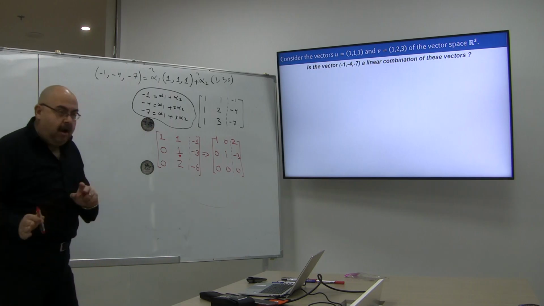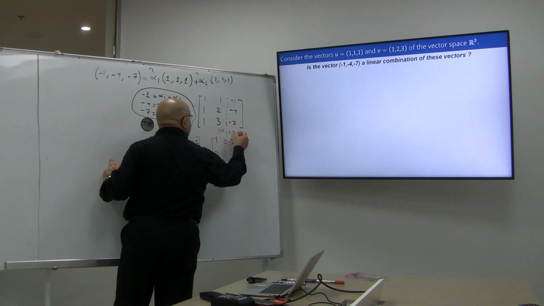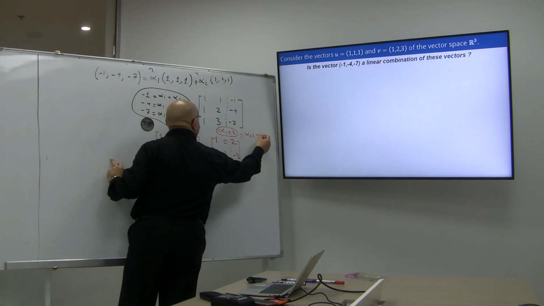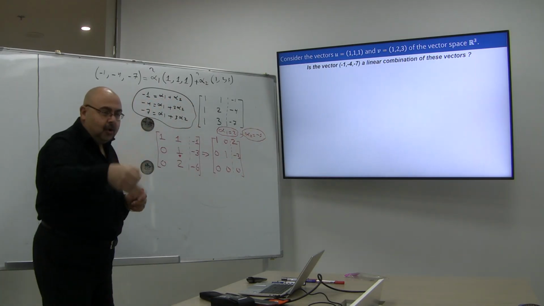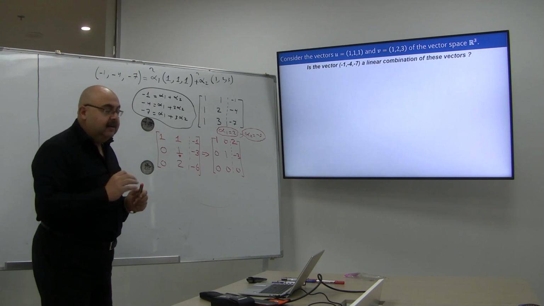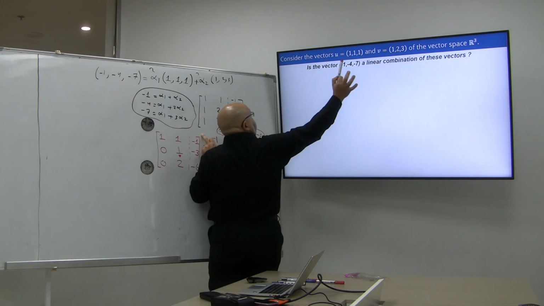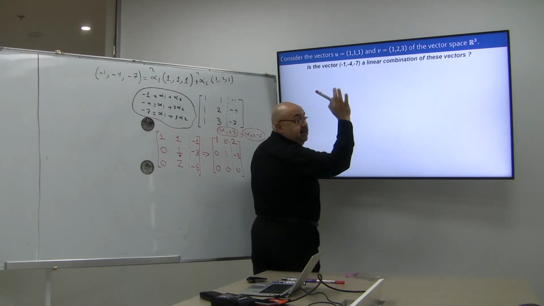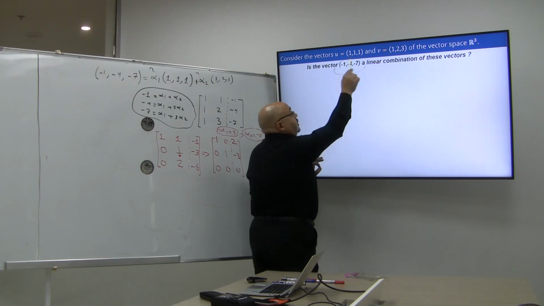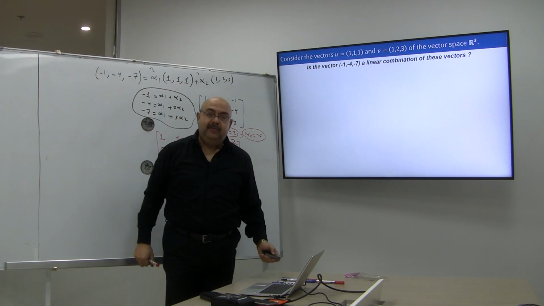So the values are alpha 1 equals 2, and alpha 2 equals negative 3. So the right combination is: I will multiply the first vector by 2 and the second vector by negative 3. The result will be this vector. So actually, it is a linear combination of these two vectors.